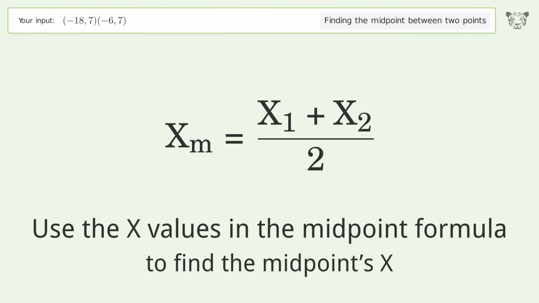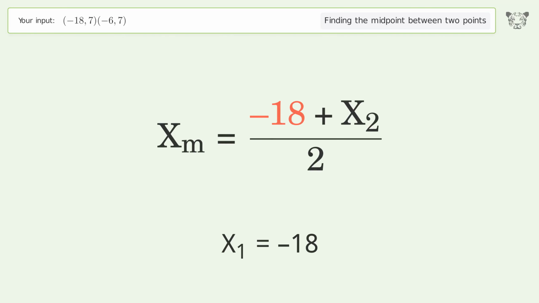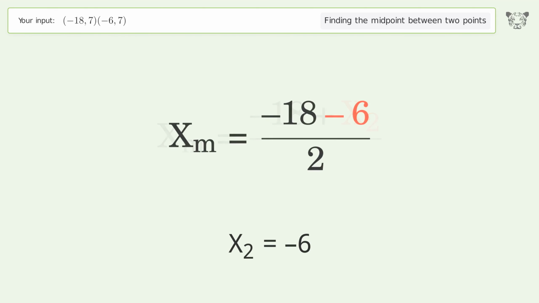Use the x values in the midpoint formula to find the midpoint's x. x1 equals -18. x2 equals -6. Simplify the arithmetic.